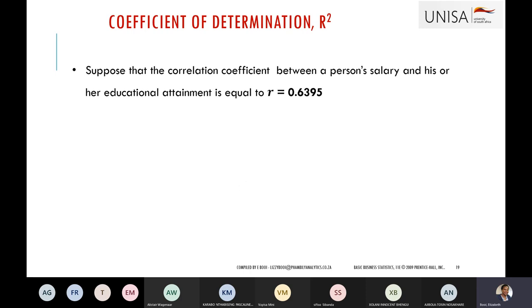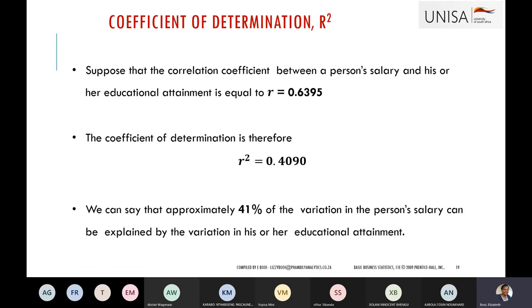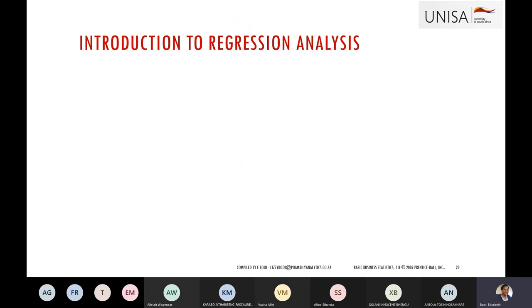And we've learned also how to interpret it by using this slide, where we were given the R value and we found the R squared by just taking the square of that R, and we got that it was 41%, and we interpreted it to say 41% of the variation in the person's salary can be explained by the variation in her education attainment.